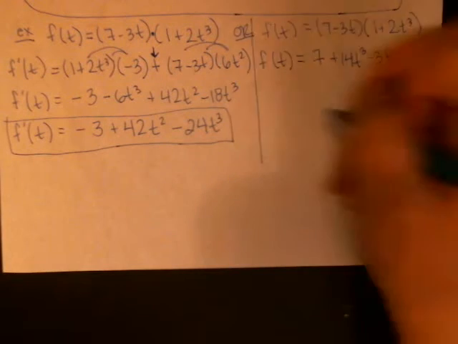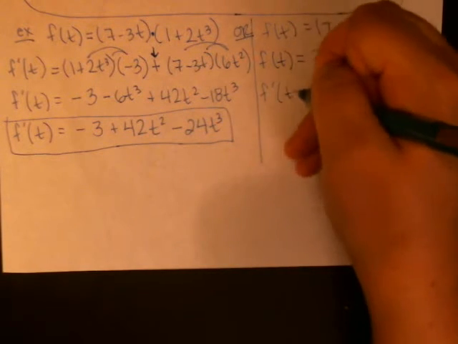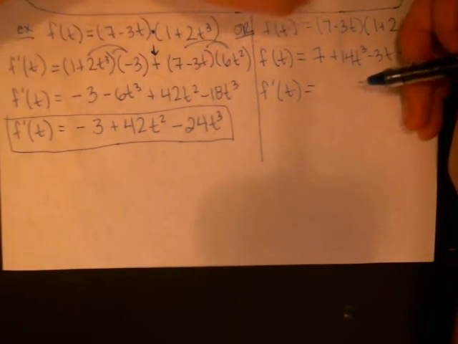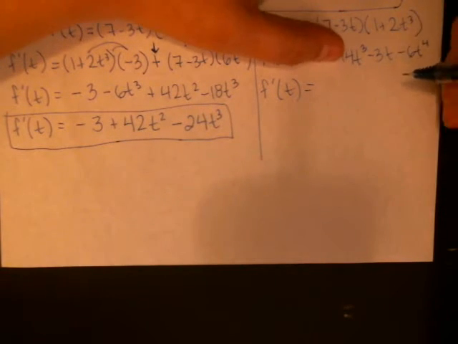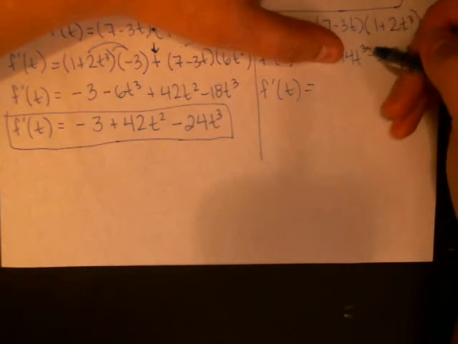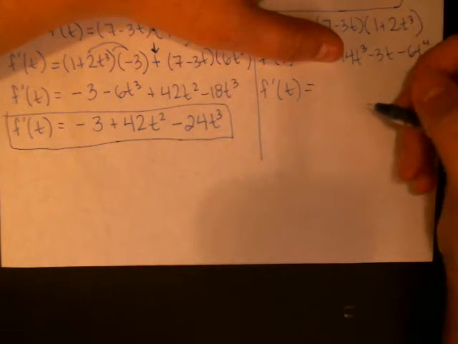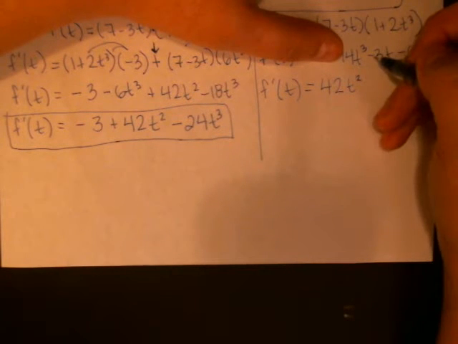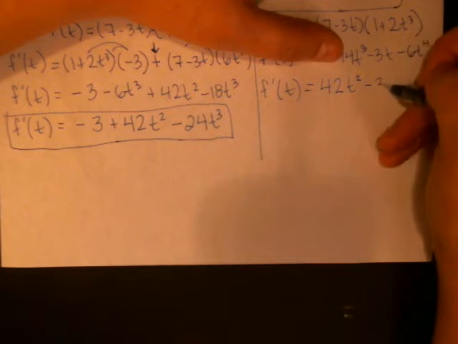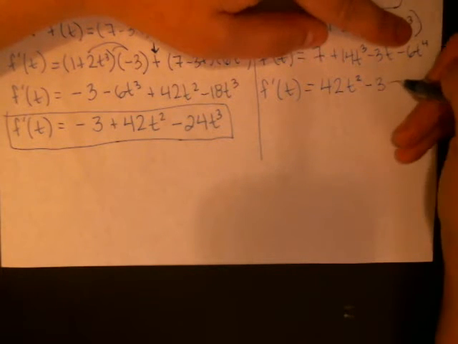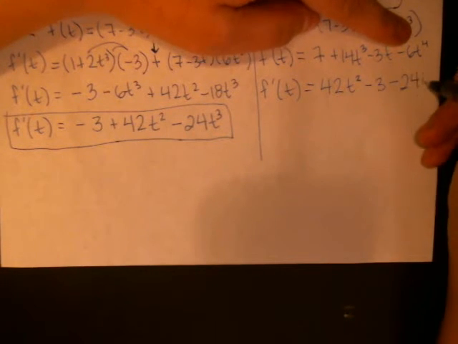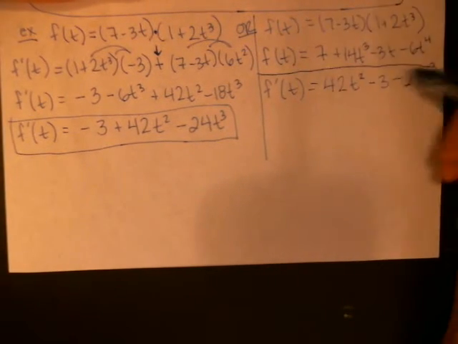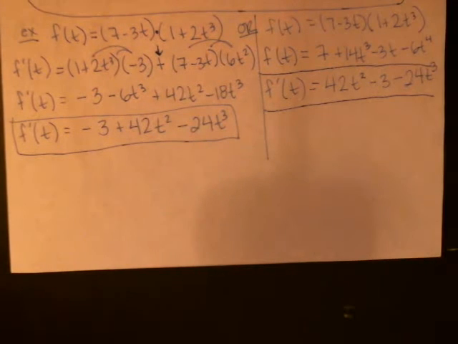And then we would take the derivative. Derivative of 7 is 0, so now I've written it as a sum or difference, so we'll just work our way down the list. 14t cubed, we drop the 3 down and we get 42t squared. The derivative of negative 3t is just negative 3, and then minus 24t to the third, and it looks like it does match up perfectly.